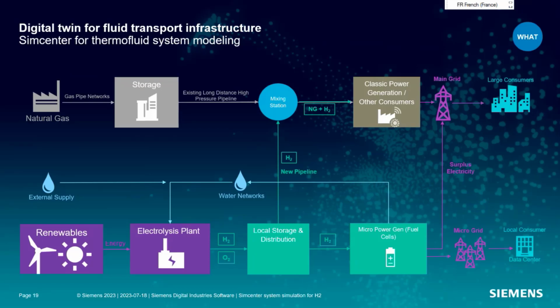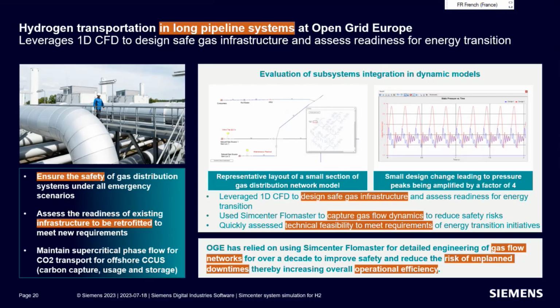If we go a bit further, we extend the scope of the Simcenter portfolio. For system simulation, we have another tool which is called Simcenter Flowmaster, and it's really appropriate for the fluid transport infrastructure. If we look at this picture here, you can see you have longer pipes, either for the hydrogen pipelines or for the water networks to go up to the electrolysis plant, or some natural gas pipe networks here where you combine in the mixing station. And these pipelines are longer, like several hundred meters or kilometers. And for doing this, Simcenter Flowmaster is more appropriate.